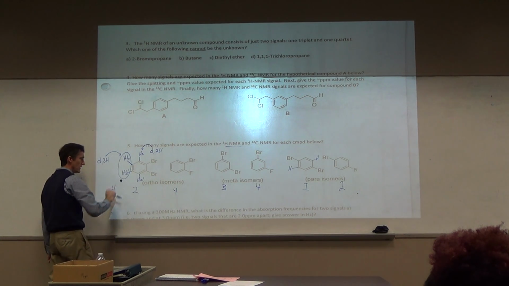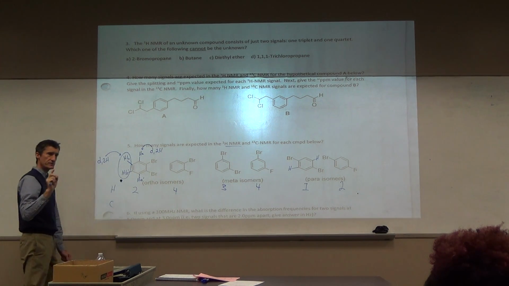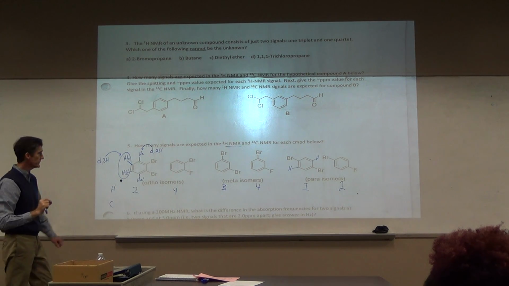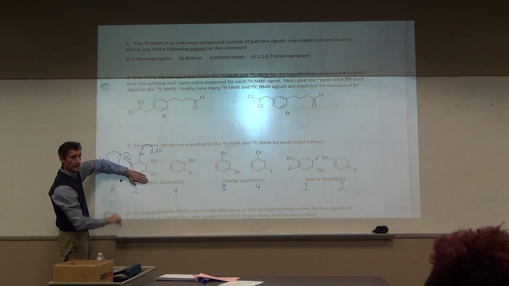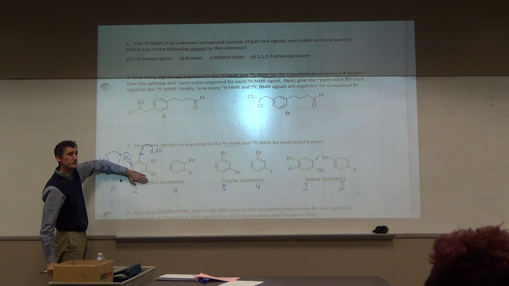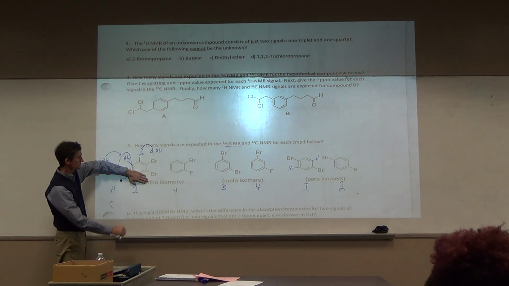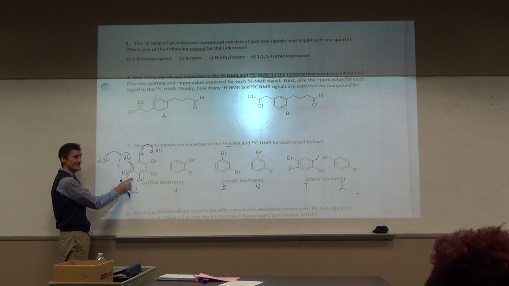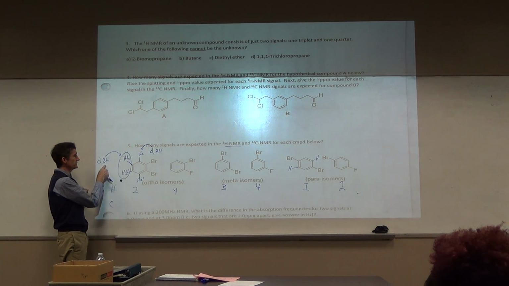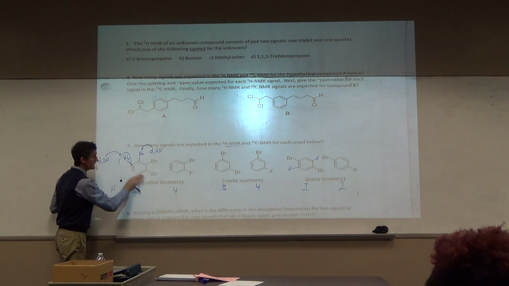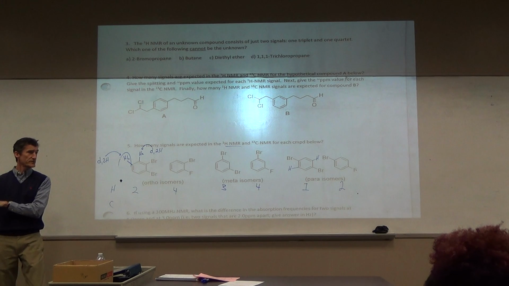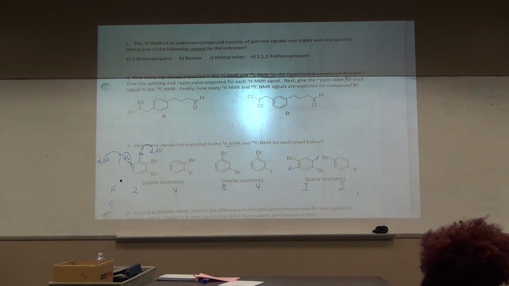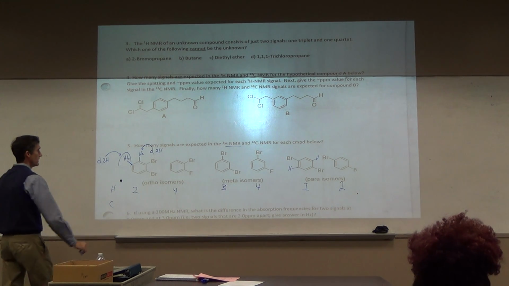This is one signal. Whenever you are looking for splitting and it has symmetry, just work with one half of your symmetry. That's why I didn't even draw this. The only place you're going to see these two is in your integration. That's why it's 2H instead of 1H, because there are actually two of them. But for your splitting, just ignore the other side of your symmetry, and you'll be good. Thank you.